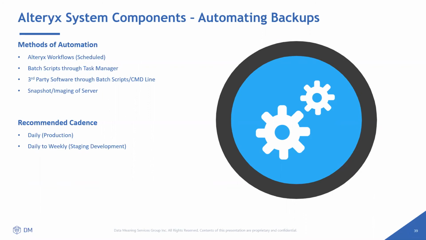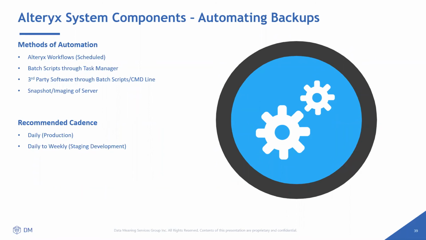You can use third-party software to set up batch scripts or command lines. And one very common thing I've seen is people just simply snapshot and image the server. All of these methods work and are perfectly viable. I do recommend that if you are doing an upgrade, you make sure that you are taking a copy of the MongoDB prior to it, regardless of what you've done in terms of imaging. But it is a viable option in terms of everyday operation.